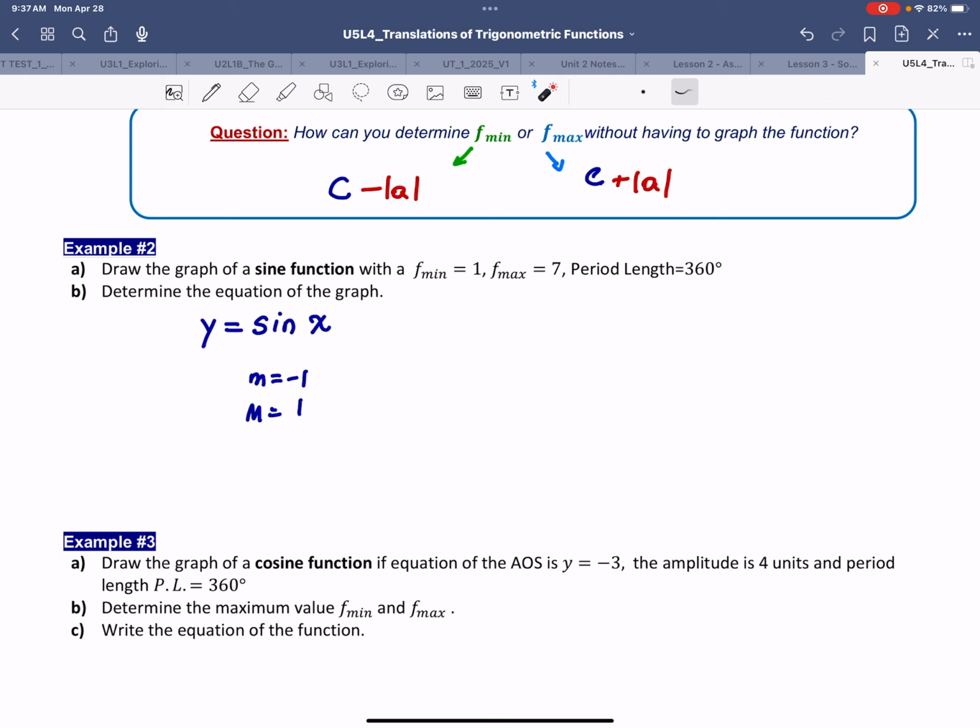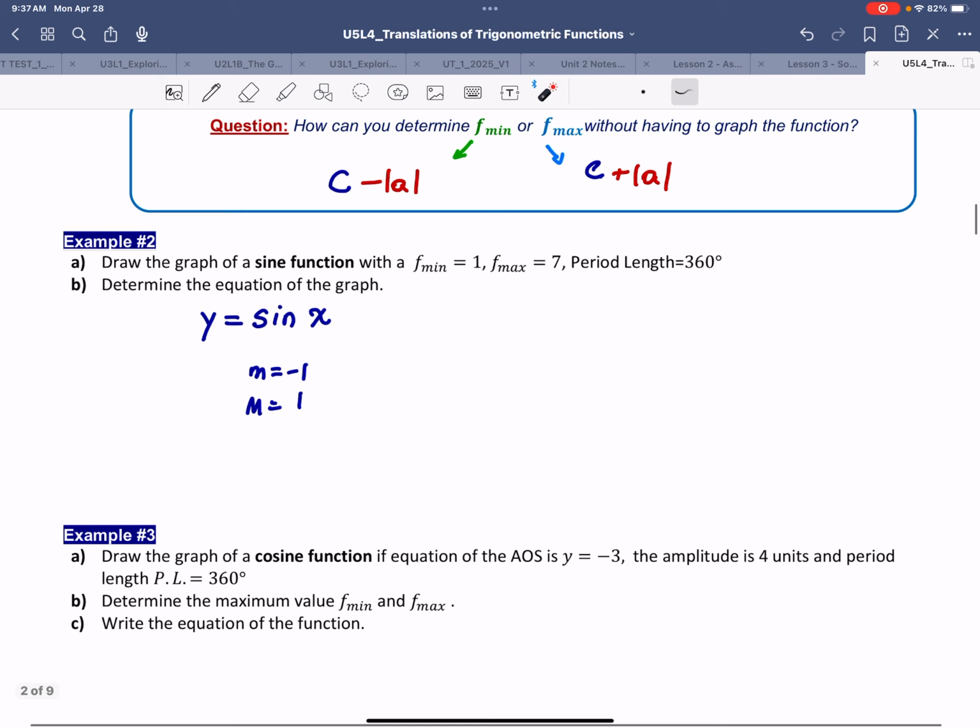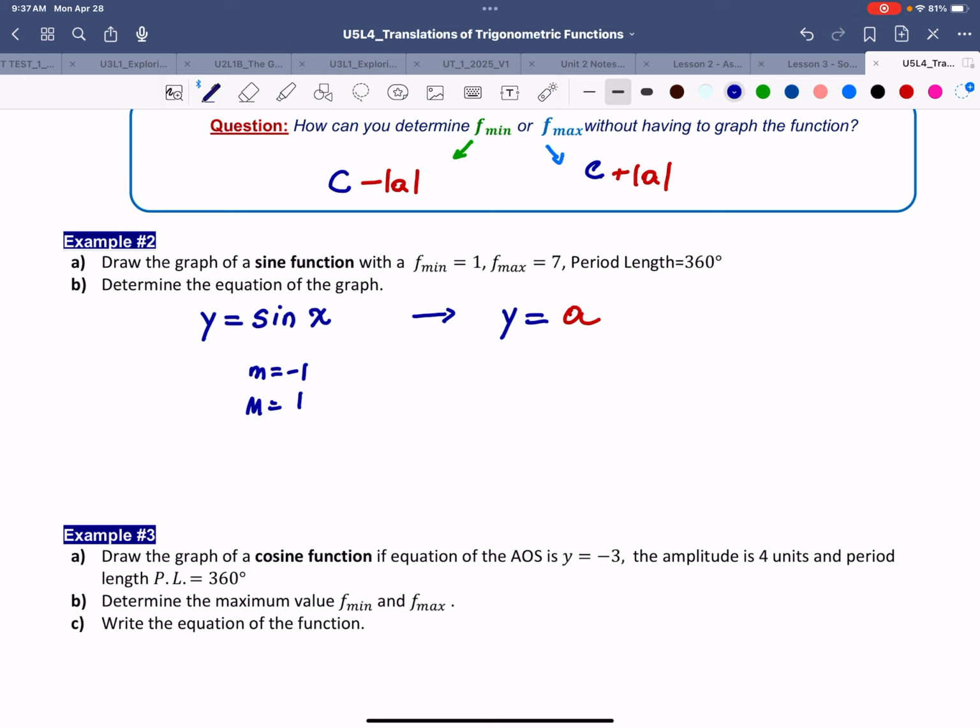So what that means is that since we have different values for min and max, this function has undergone vertical expansions. It looks like the min and max are not just 2 units apart from each other, like in the basic function. So therefore, we're going to have to find the amplitude. So we're going to say that the equation we're looking at is y equals a and then sine of x.